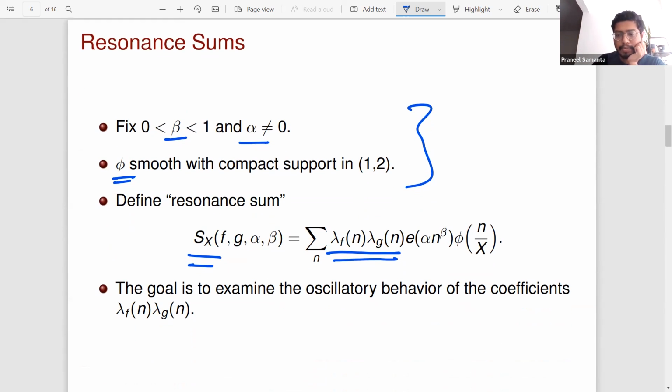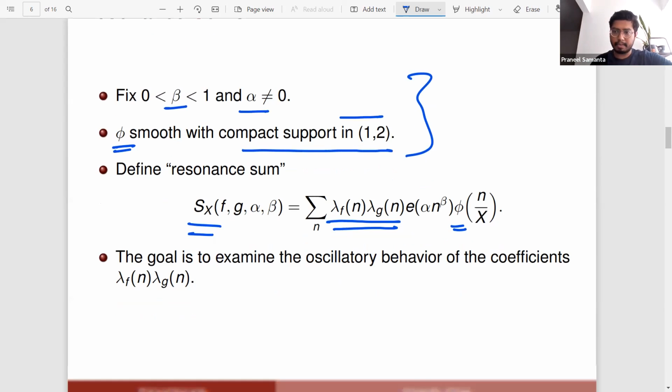And this phi we use over here, the fact that phi has a compact support between 1 and 2 controls the sum, doesn't make the sum too big over n, because I have an n over x. So n actually is restricted between x and 2x. Why do we do this? We do this in order to understand the oscillatory behavior of the coefficients lambda_f(n) and lambda_g(n). So if we can understand these kinds of sums, S_x, we will be able to say a lot about the Rankin-Selberg L functions. And therefore, we can go on to talking about the individual L functions as well.